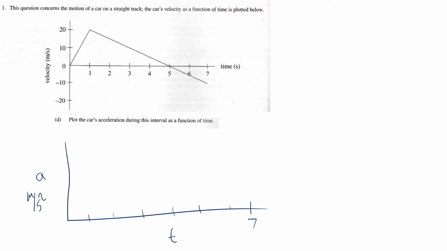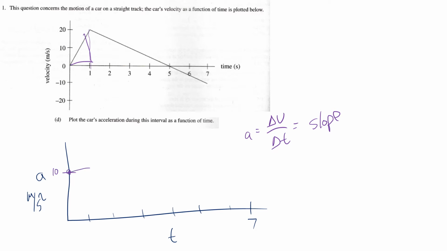Plot the car's acceleration during this interval as a function of time. All right, so here's acceleration. Remember when you do a graph, you should put some units on there, meters per second squared. Here's time. So we are going to go 1, 2, 3, 4, 5, 6, 7 seconds. Hopefully our acceleration stays positive, but I doubt it. Okay, so in this first second here, how do we calculate acceleration? Remember, acceleration is equal to the change in velocity divided by the change in time. It's just slope. So what's the slope here? You go over 1, up by 10. That means your acceleration is 10.